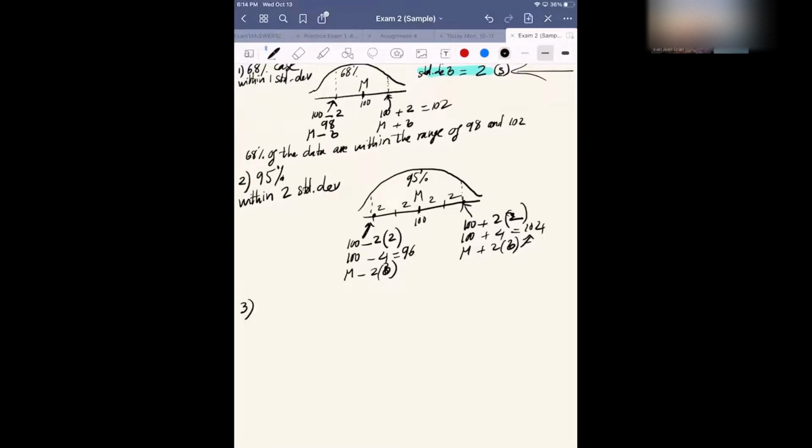How about the last case? It's not really the last one. It's the 99.7 case, and this is within 3 standard deviations. That means that if you are given the normal distribution, and here is the mean, and this is the standard deviation, this is the 100, which is the mean, right? And 99.7% means that from the mean, you move to the left 3 standard deviations, and you move to the right 3 standard deviations. So that means that 99.7% of the data values are within 3 standard deviations of the mean.